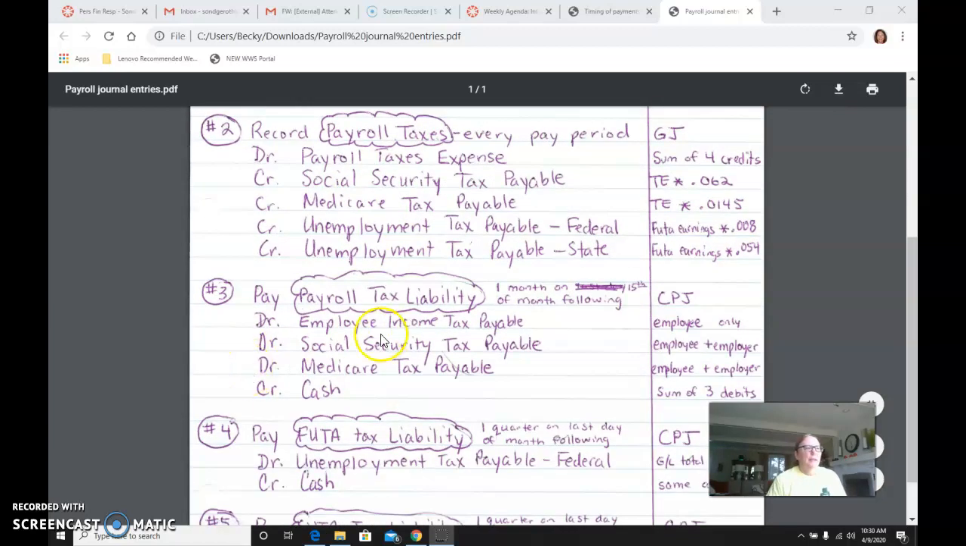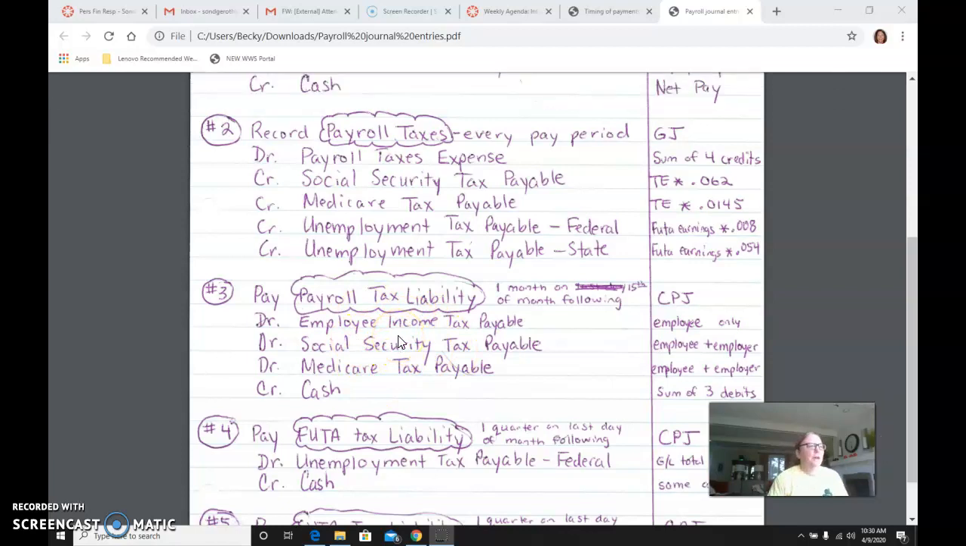So then I have to pay off liabilities as well. So the third entry is the payroll taxes for all the federal related things that are going to Social Security Administration Office. So these 3 liabilities are going to be debited, and cash is going to be credited for the total of them. I'm going to put this in the cash payments journal, and I pay this typically for most businesses for 1 month's worth on the 15th of the following month.